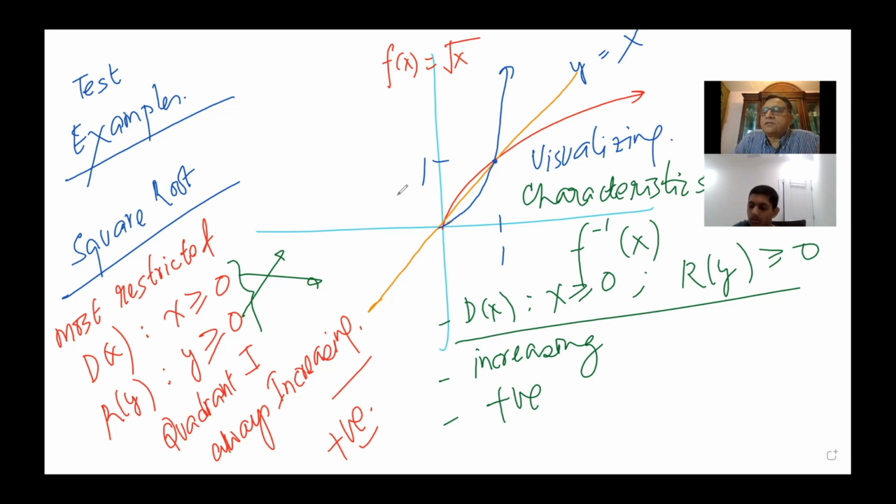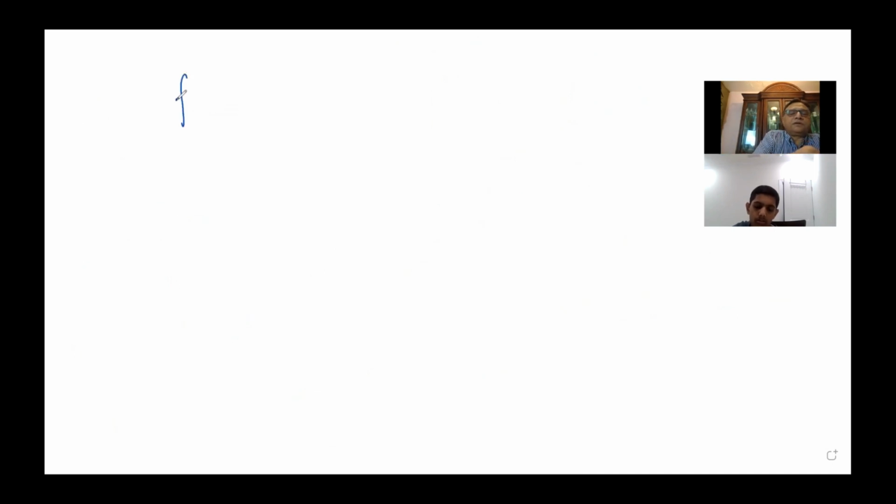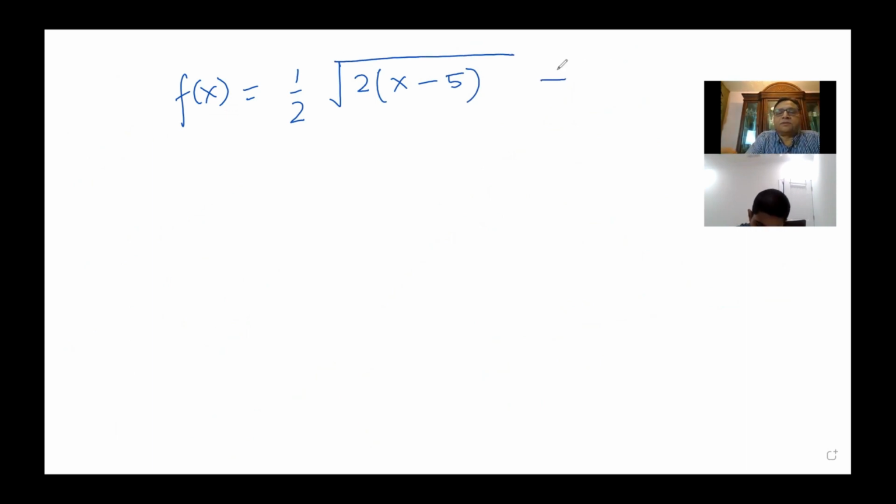So that is overview on the square root function. Now, here is the test question for you. Let me erase this. I'm writing the function, which is, let's say, half square root of 2x minus 5 plus 6. Now tell me, which technique will you use to find the inverse of this function, and how will you find the inverse of this particular function?